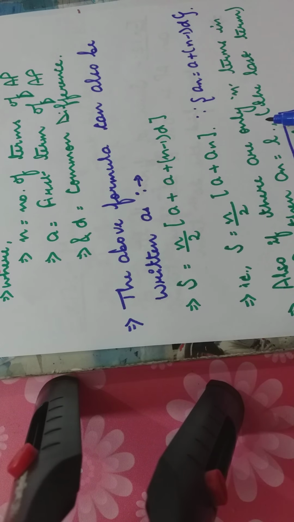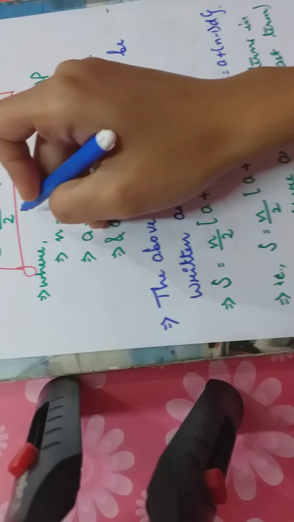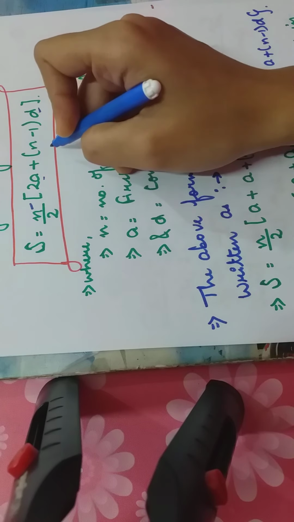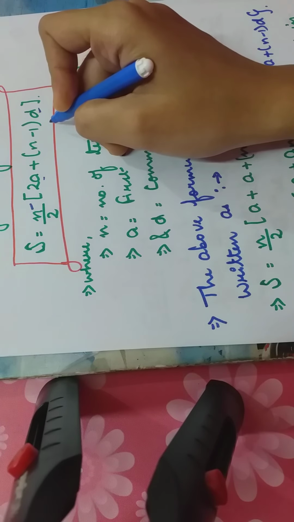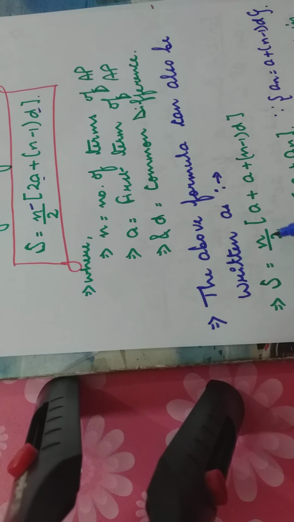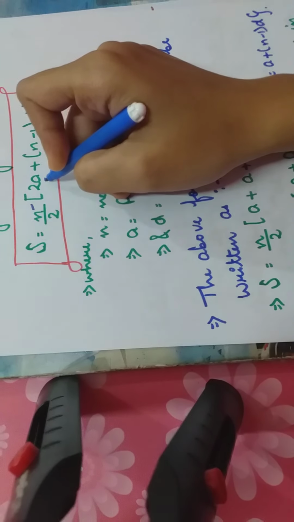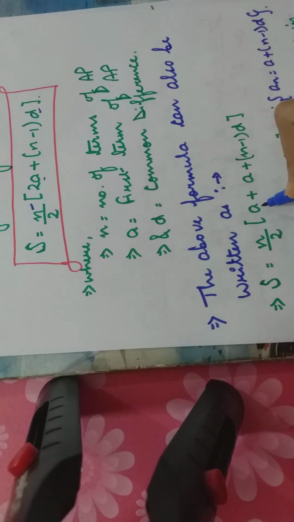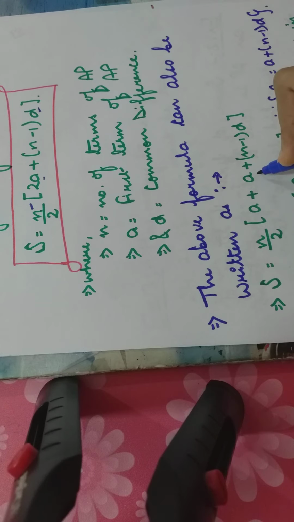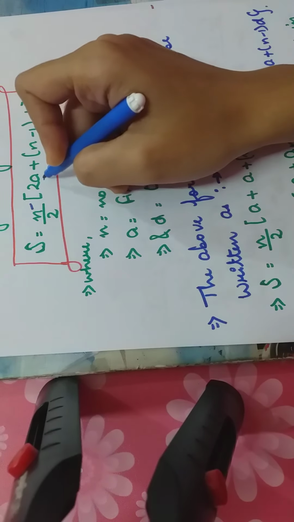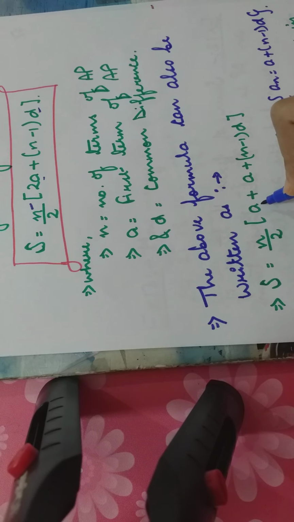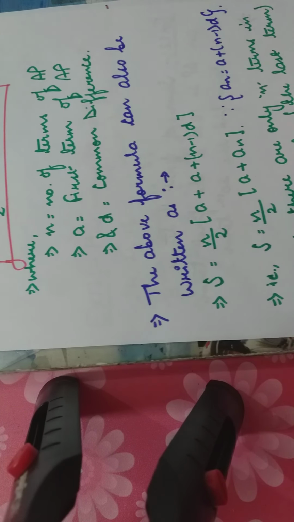So the above formula, n by 2 into 2a plus n minus 1 into d, can also be rewritten as S equals n by 2. This 2a I have broken into a plus a, because a plus a is equal to 2a itself. So I have split 2a and written it as a plus a, and this n minus 1 into d I have written as it is. So see what you will get.